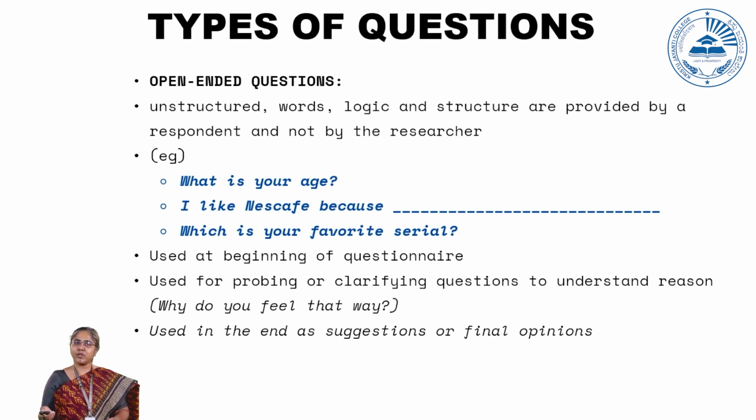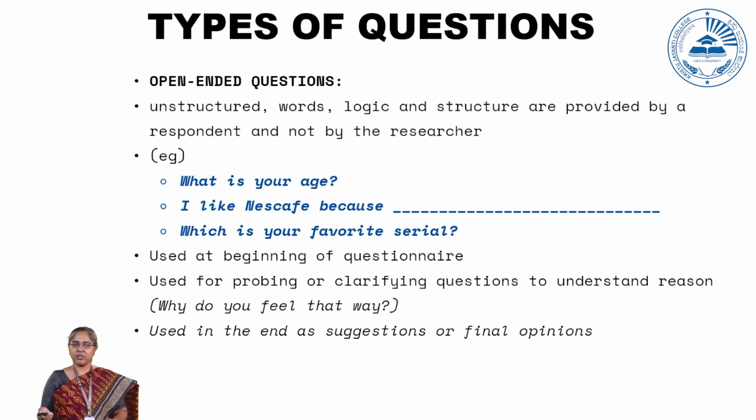An example of an open-ended question would be, what is your age? And another would be, I like Nescafe because, and then the respondent fills in their answers. Here you cannot predict what the answer will be given by the respondent. Hence, it is an unstructured form of a question. And you can use these open-ended questions at 3 different places in your questionnaire.